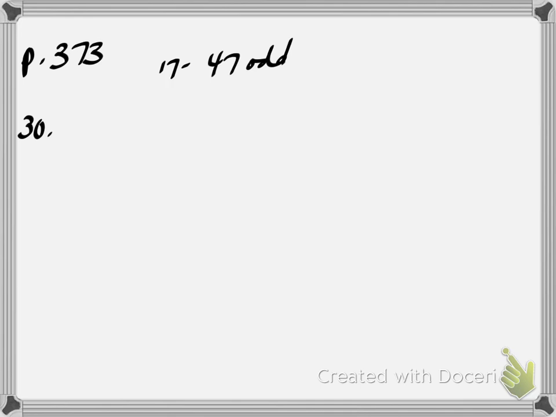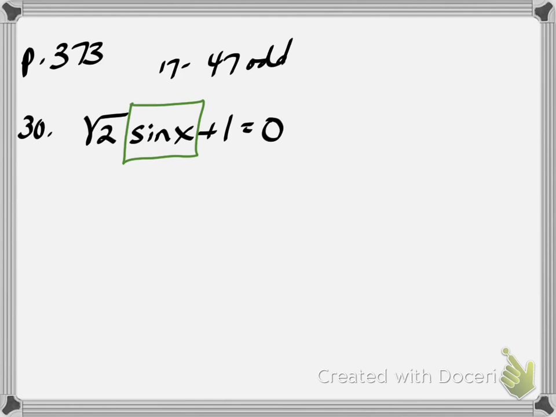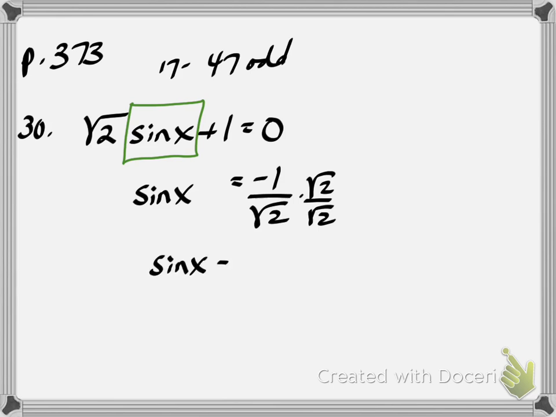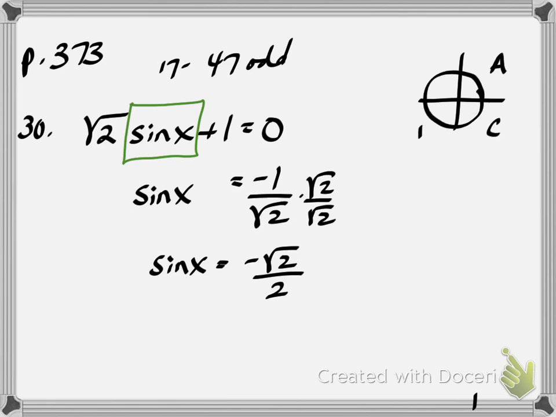It says solve the equation, and we have square root of 2 sine x plus 1 equals 0. So we're trying to get sine x by itself. So we'll minus 1 and divide by square root of 2. So sine x is negative 1 over square root of 2, and we need to rationalize that. So sine x is negative square root of 2 over 2, which happens at, you can just look on your unit circle. I just don't have one in front of me.